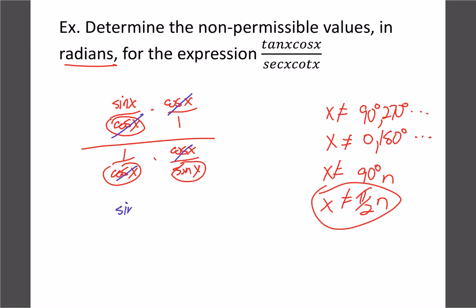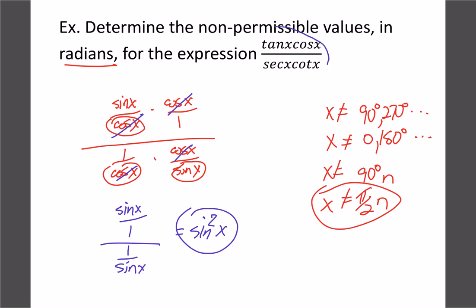So we'd end up with sine x over 1 on the top, divided by 1 over sine x. Those don't cancel, so what we would get is sine squared. So our simplification is sine squared, which by itself has no non-permissibles, but if we look at the original function, it has them at every 90 degrees. So this would be a good example to try graphing, and if you graph the original, it's going to look like a sine squared graph, except it's going to have spaces at every pi by 2.